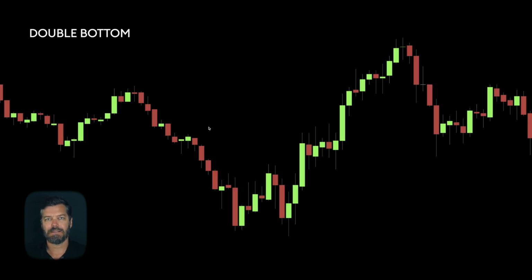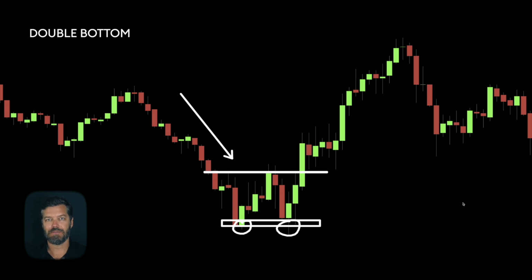On the flip side, we have the double bottom. Here, the price is in a downtrend, moving lower. Then, it hits the same low twice, forming a support level, with the swing high between them creating the neckline. What does the double bottom reveal? It shows that the price failed to make a lower low, indicating that sellers are losing strength, and the downtrend is losing momentum.